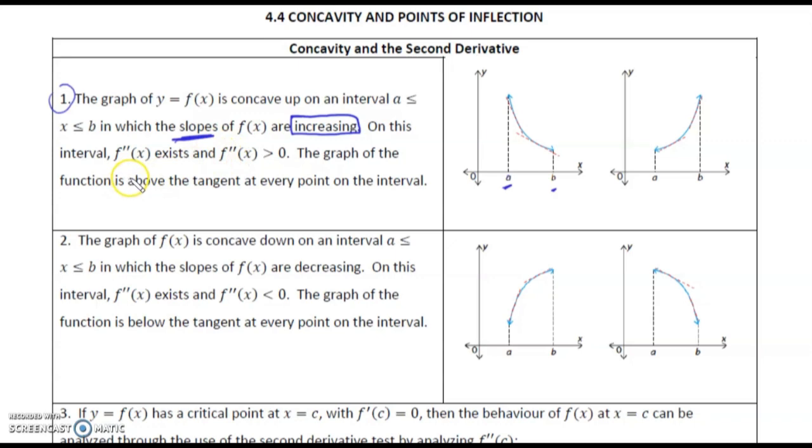On this interval, f double prime, so the second derivative, exists, and the second derivative is greater than 0. The graph of the function is above the tangent at every point on the interval. So here's what happens if we're actually thinking about slopes and slopes increasing.